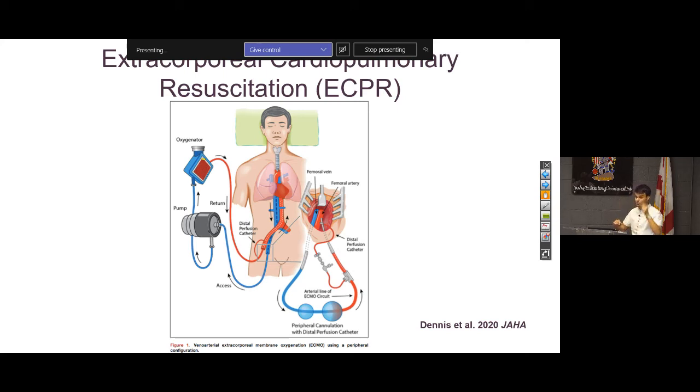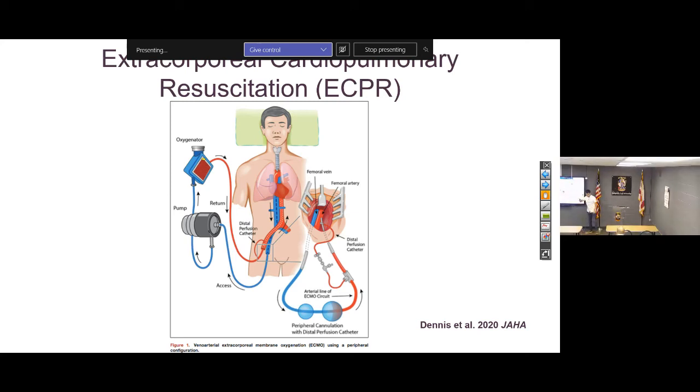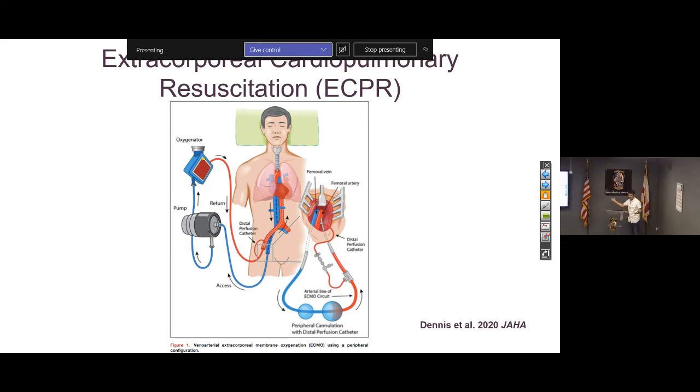And so there's actually retrograde flow. So the flow would be coming up through the common iliac, up through the aorta, and then all the way up to perfuse the brain. So it's actually retrograde flow. And this is cardiopulmonary bypass. This is ECMO. ECPR is also called extracorporeal life support, ECLS.